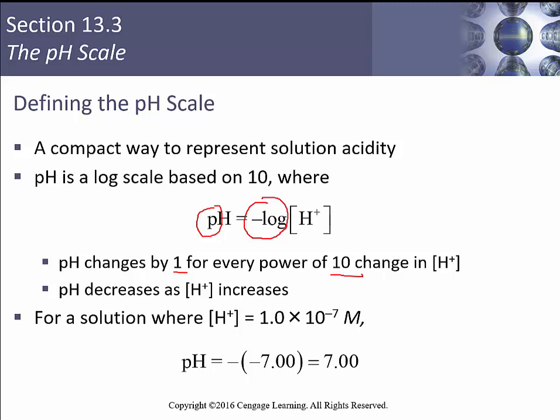For a solution where H+ is 1 times 10 to the minus 7 molar, our pH is going to be equal to minus the base 10 log of 1 times 10 to the minus 7, or minus minus 7, which is going to be 7. So our pH is going to be 7. That's our neutral point. So the pH for pure water, which is pH neutral, is going to be 7. So 7 is kind of our resting point for water at about 20 degrees C.